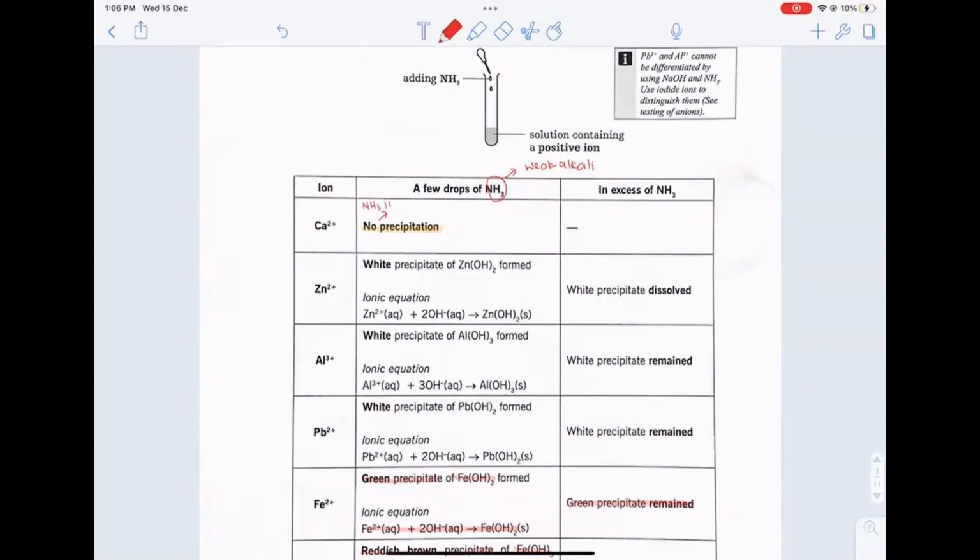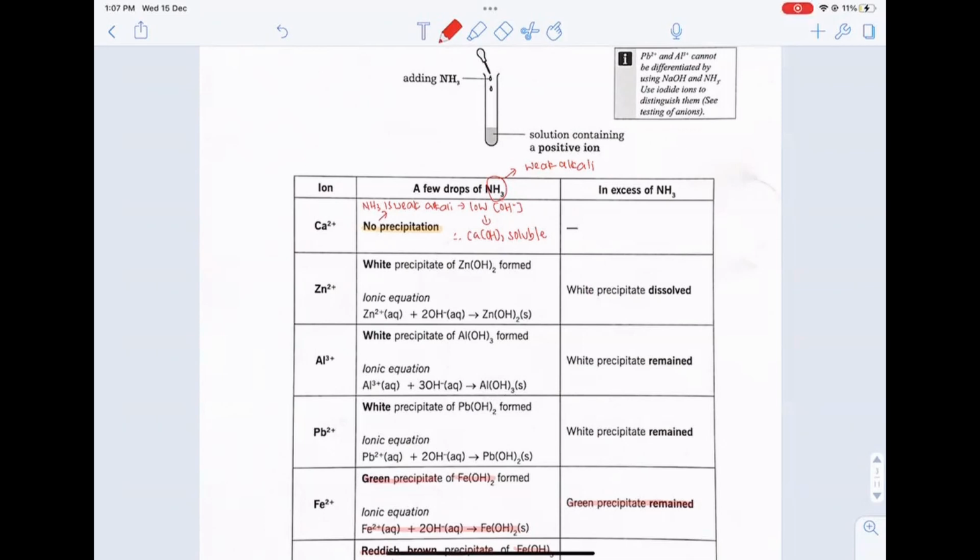So let me write that down. Ammonia is a weak alkali, low concentration of OH- ions. Therefore, Ca(OH)2 remains soluble. So no precipitate is formed. Even when we add in excess ammonia, there is still no precipitate formed because, like we mentioned, you have a very low concentration of OH-. So it's not strong enough, you don't have enough to displace the original ion that is bonded to Ca2+. Therefore, there is no precipitation for calcium ion.